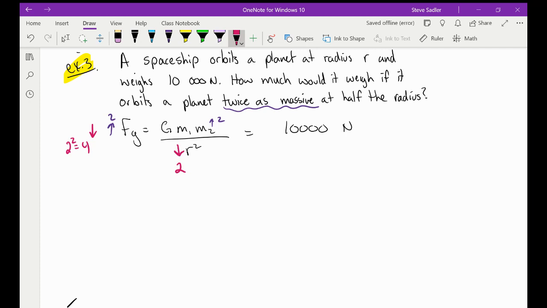So let's do this in steps. This is my favorite way to do this. So force of gravity, if I'm doing the purple step, has to go up by a factor of 2. So I'm going to multiply that by 2, and I get 20,000.